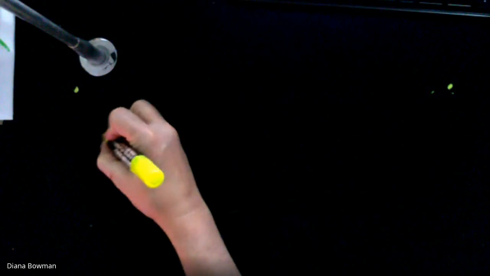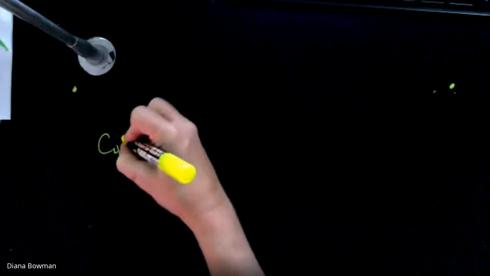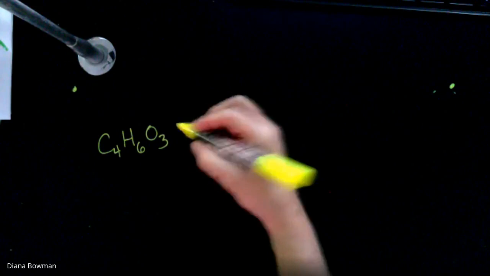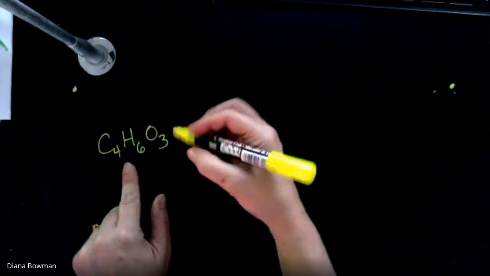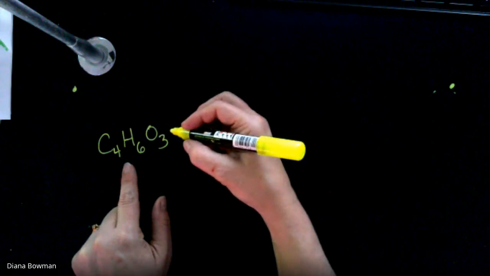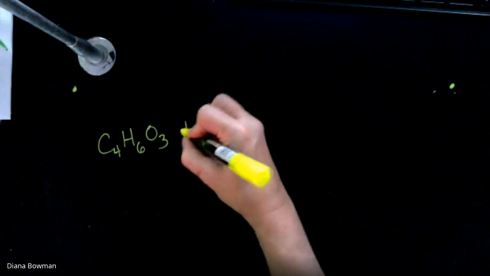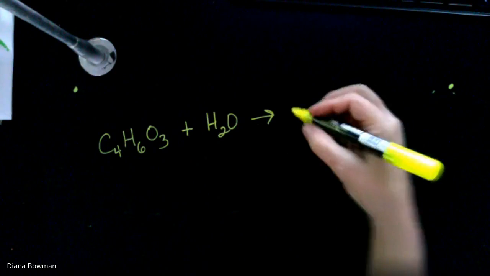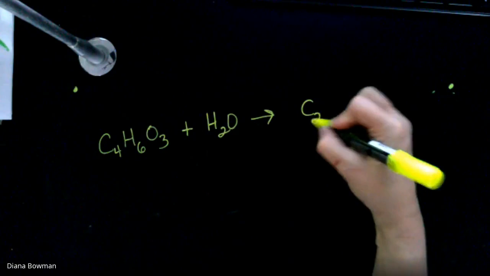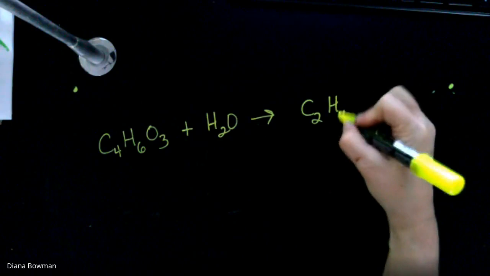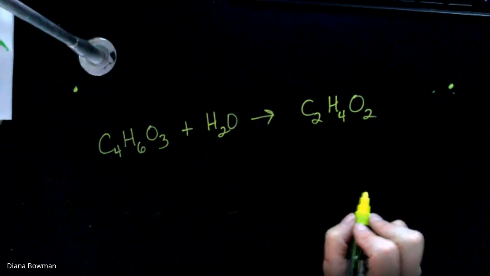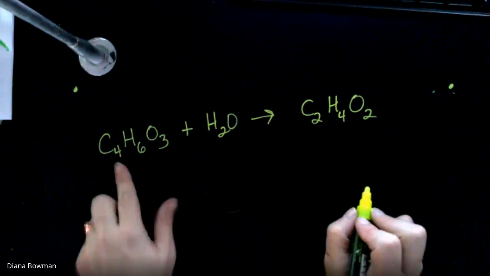Okay. So on letter D, we have C4H6O3. So this is a hydrocarbon. It's going to react with water. So we're going to add a water to it, or H2O. And when we do, we're going to end up with C2H4O2. Okay? So kind of a strange equation here. So let's try to figure this out.